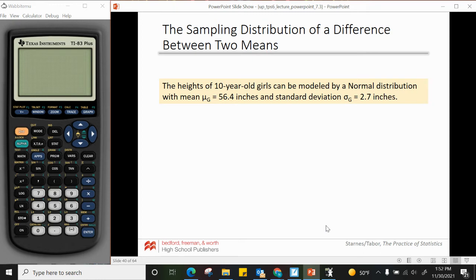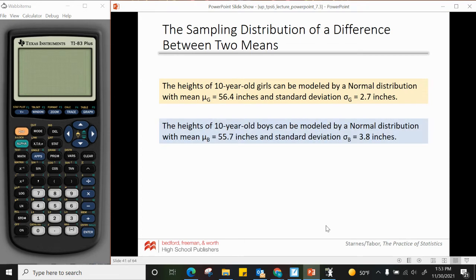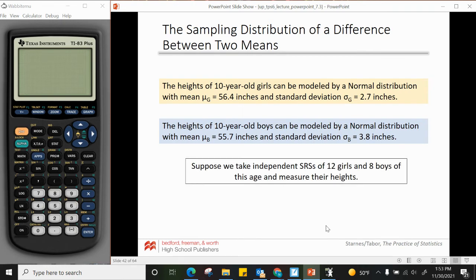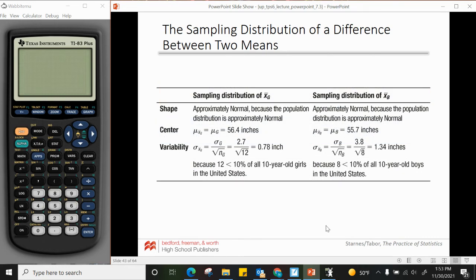All right. And now the last subsection would be sampling distributions of a difference between two means. The heights of 10-year-old girls can be modeled by a normal distribution with mean 56.4 inches and standard deviation 2.7. The heights of 10-year-old boys can be modeled by a normal distribution with mean 55.7 and standard deviation 3.8. Suppose we take independent random samples, SRSs of 12 girls and 8 boys, and measure their heights. So these are their distributions.